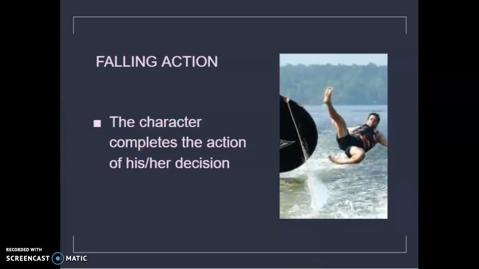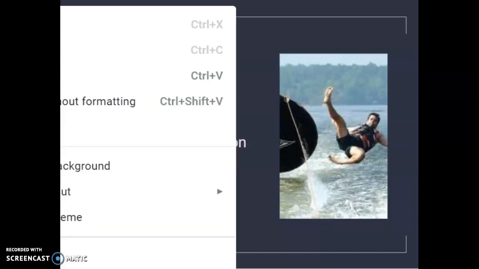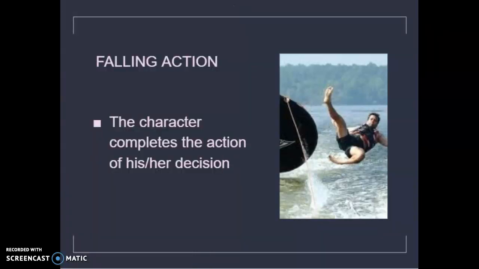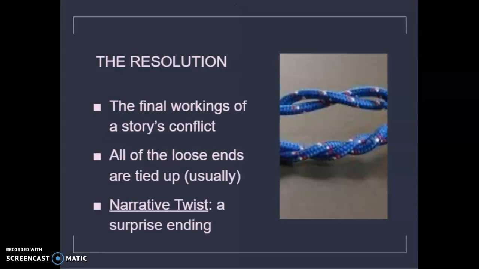Okay, next in the plot diagram is the falling action. This is where the character completes the action of the decision that he or she made in the climax. And then finally, the resolution. That is the final workings of a story's conflict. All the loose ends are tied up, usually. Sometimes there's a narrative twist, which could be a surprise ending.